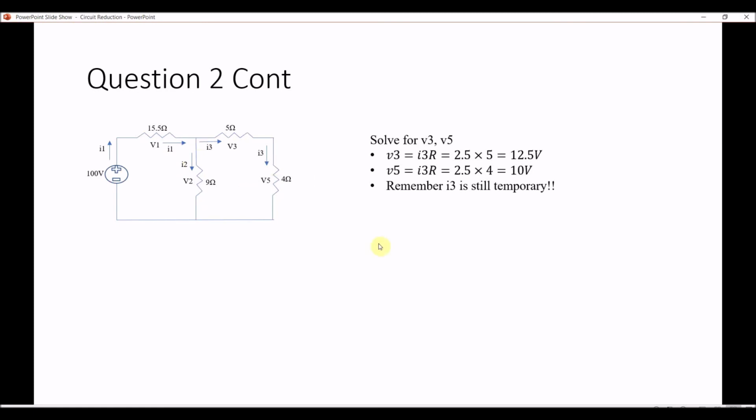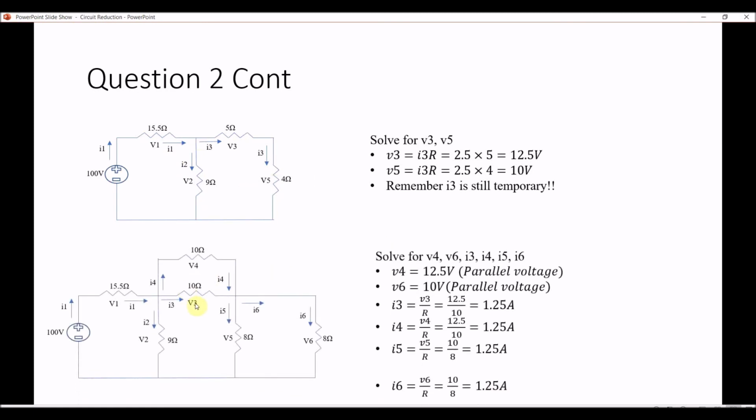Now, this is the previous step, so next one. Now, this is where I've added the parallel resistances, sorry. So this 4 was created by these two 8s. This 5 was created by these two 10s. So we just went back to the very, very original circuit. So we're going to solve for V4, V6, I3, I4, I5, I6, all in this one step. Now remember, previously we solved for V3 and V5. V3 was 12.5 and V5 was 10. So this was V5 and this was V3 and this was V5. So V3 is still 12.5 volts.